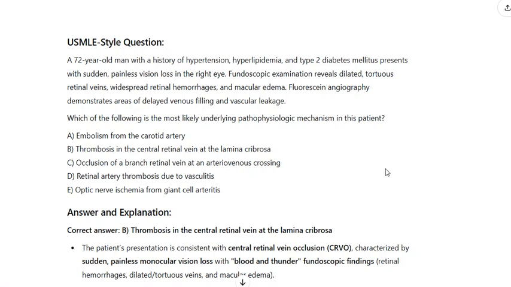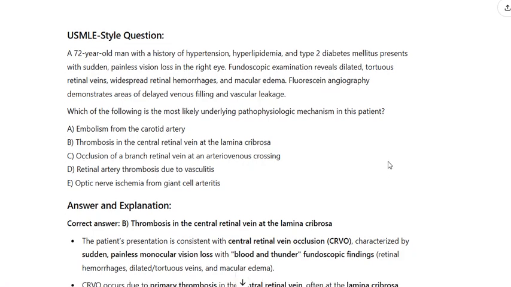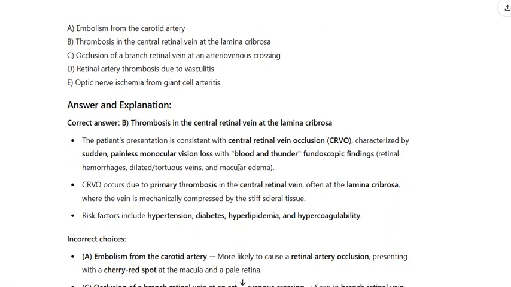Answer and explanation. Correct answer, B. Thrombosis in the central retinal vein at the lamina cribrosa. The patient's presentation is consistent with central retinal vein occlusion, CRVO, characterized by sudden, painless monocular vision loss with blood and thunder fundoscopic findings: retinal hemorrhages, dilated tortuous veins, and macular edema.